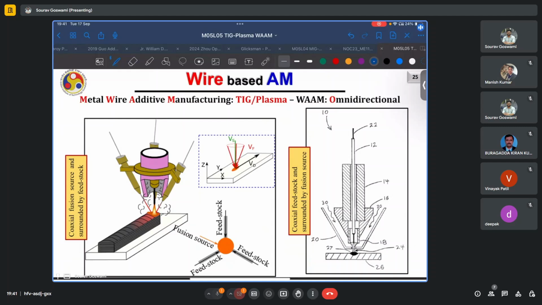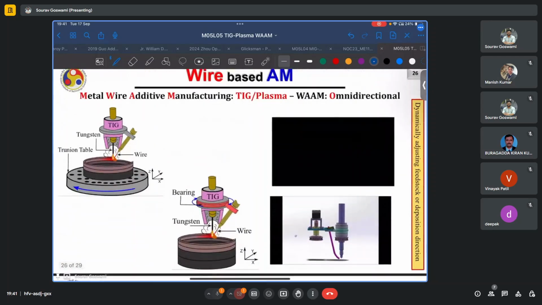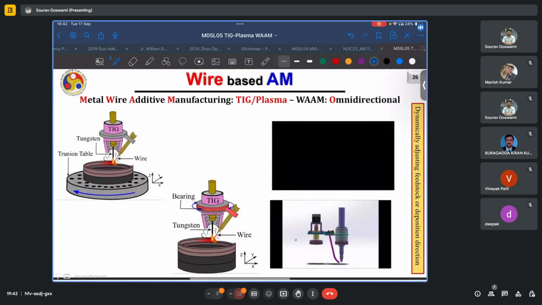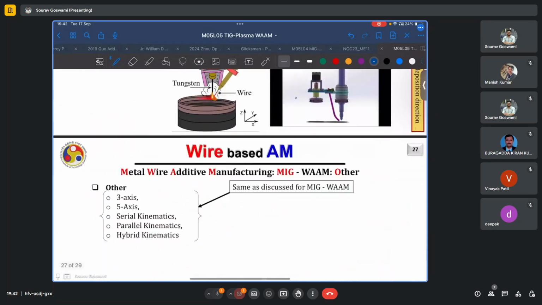Another process which has been patented is the coaxial feedstock surrounded by the fusion source, as shown in this diagram here. And then you have the rotating assembly which also dynamically adjusts the feed as per the deposition direction.